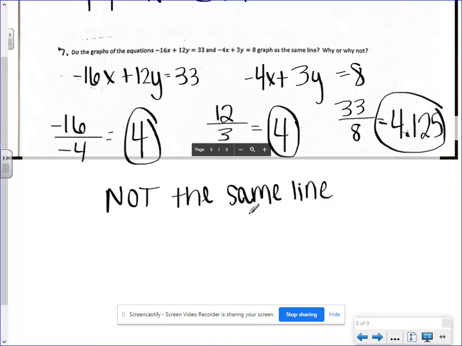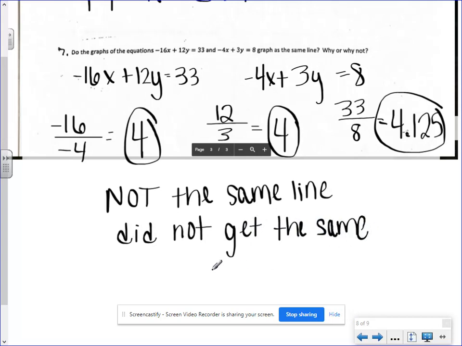And the reason for that is we did not get the same ratio every time. Ratio is a fancy word for fraction. So if you would have gotten 4, 4, and 4, then the answer would be yes, because the ratio was the same. But in this case, we got 4, 4, and 4.125, and those are not the same numbers, so sorry, it's not the same line.